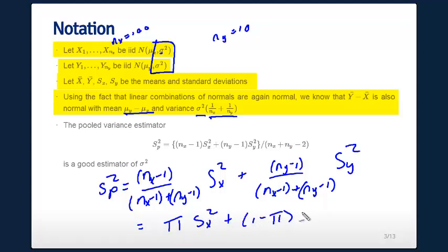So again, it's a convex combination of the two variances, where if nx is large relative to ny, p will be close to 1, and if nx is small relative to ny, then 1 minus p will be close to 1. It's a generalized form of average between the two variances, and it'll be 1/2 for each if nx equals ny. So this pooled variance is just an average between the two variances, where it weights whichever one has more data with more weight.